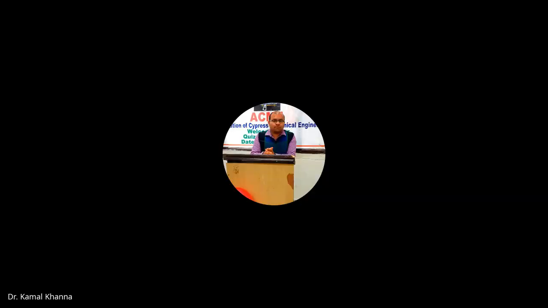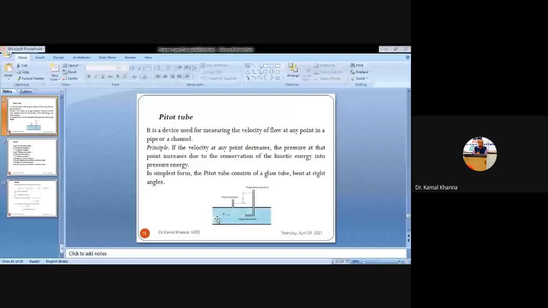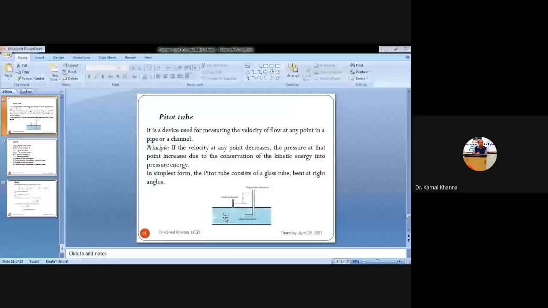Similarly, taking Bernoulli's theorem as the principle for finding the velocity of flow in the pitot tube, the total head at the first point must remain equal to the total head at the second point. You can see in the figure that both the points are lying, let us say this point is A, or point one, and this point is the second point. So these two points are lying at the same height.